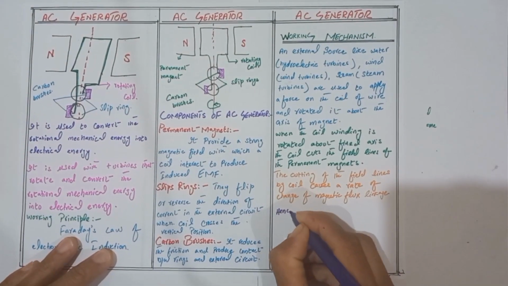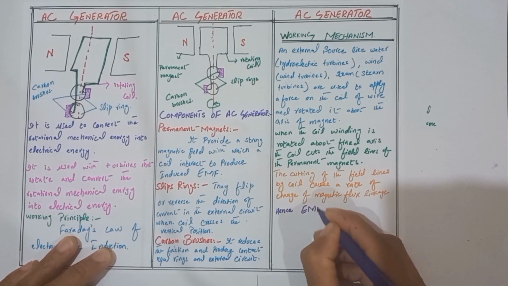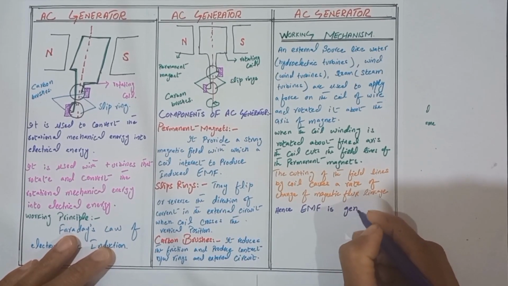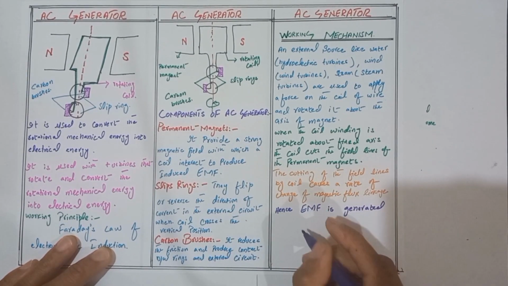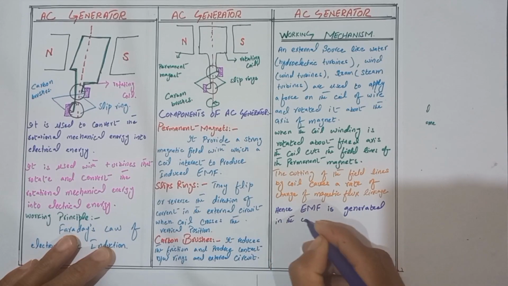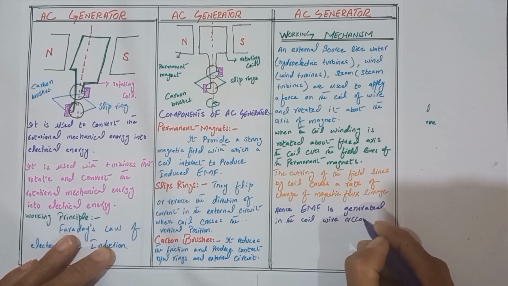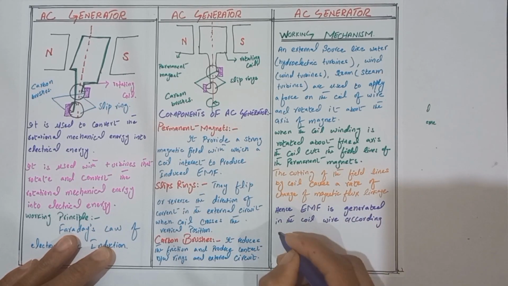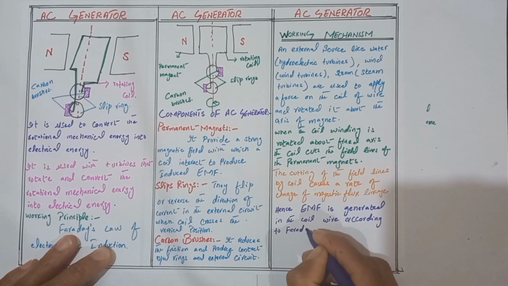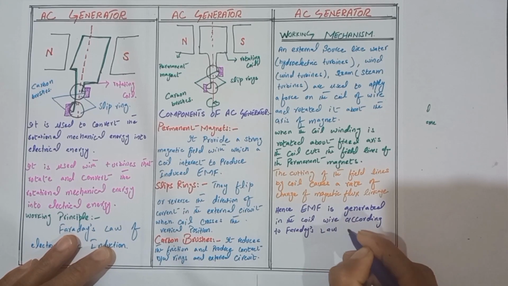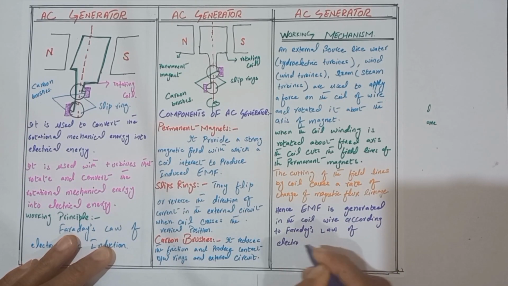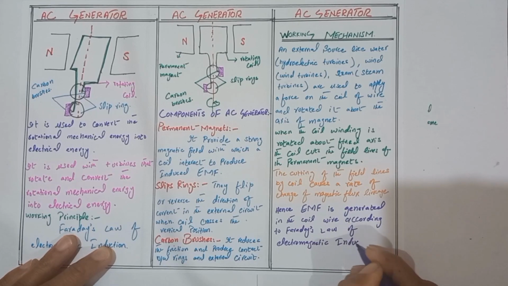Hence, EMF is generated in the coil wire according to Faraday's law of electromagnetic induction.